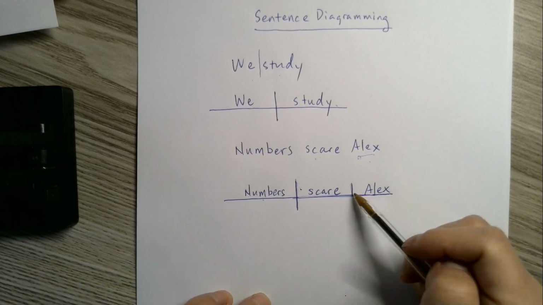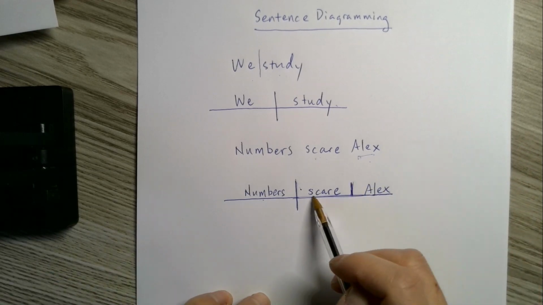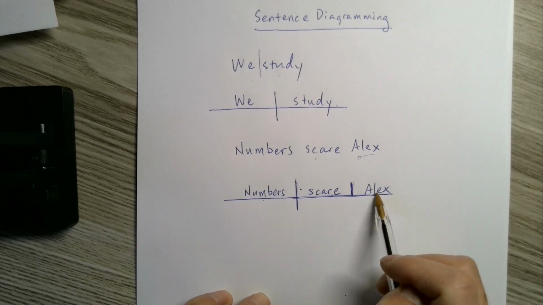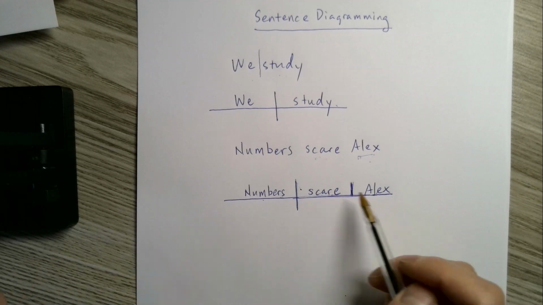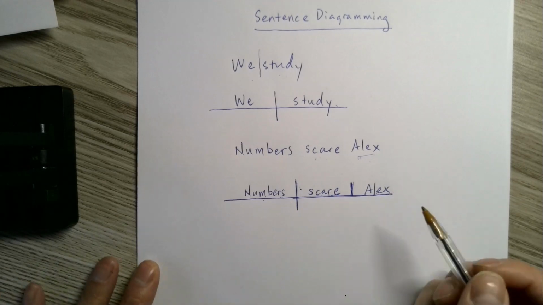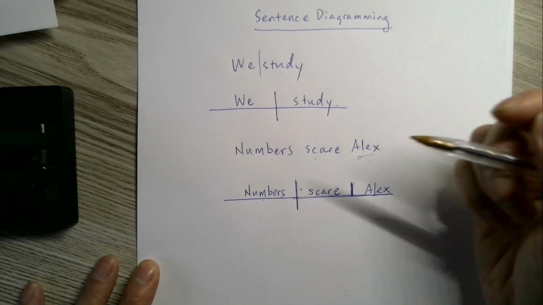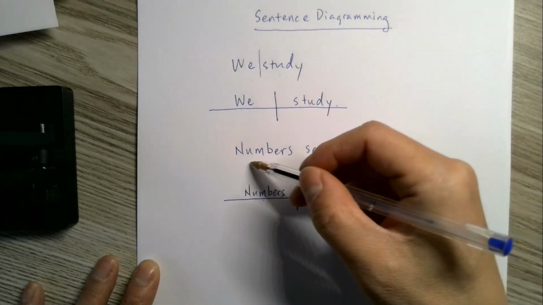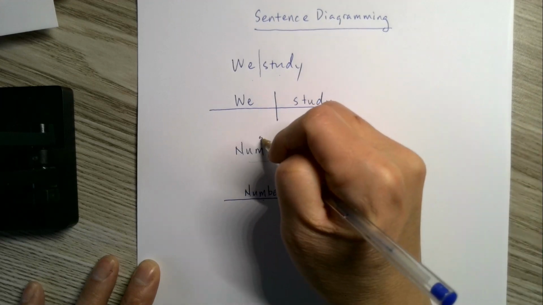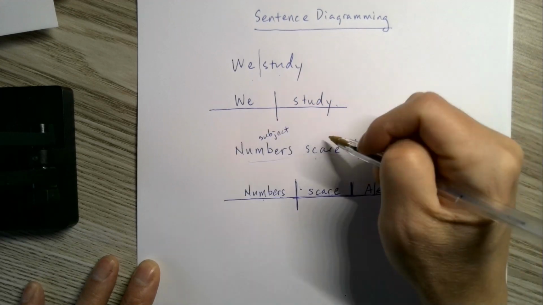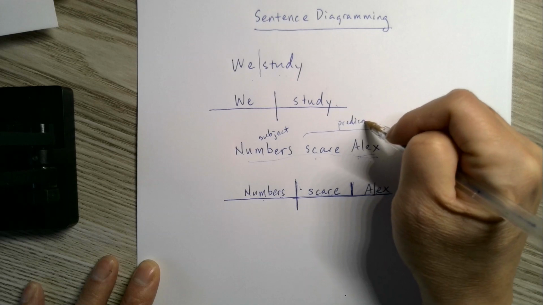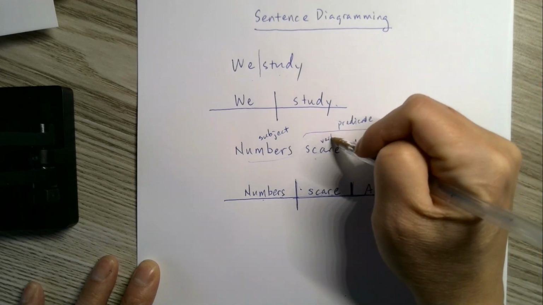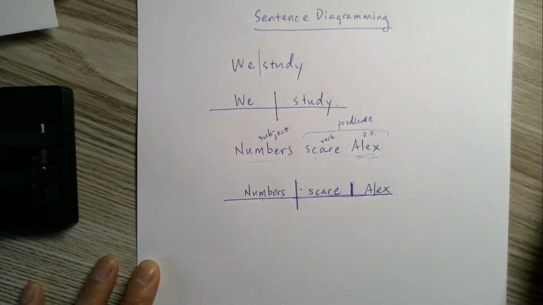So let's sum up what this line does. This line separates the verb from the object of that verb, the direct object of that verb. What or who do the numbers scare? They scare Alex. That's why Alex goes here. So let me sum up what's going on here. In the second sentence, numbers scare Alex, this is the subject. This entire thing is the predicate, which includes the verb and the DO, the direct object.